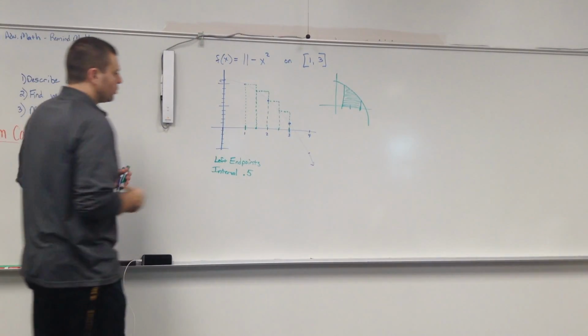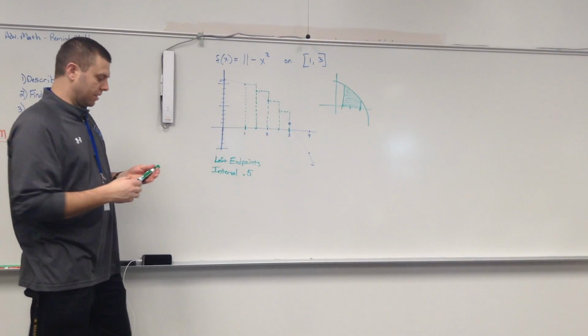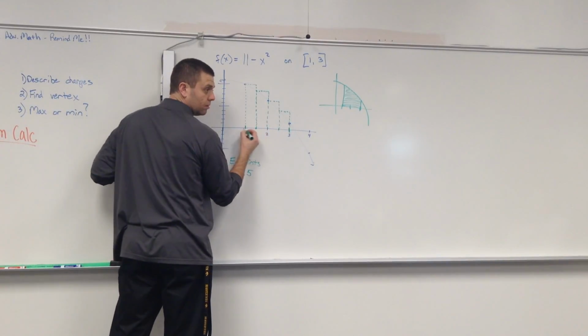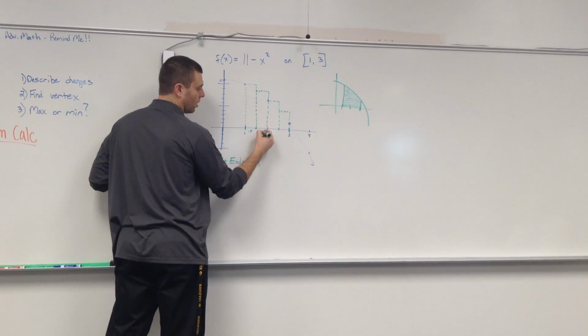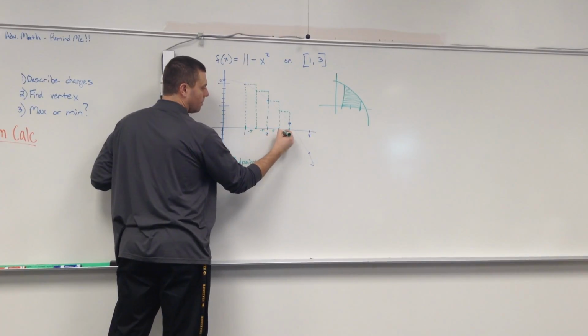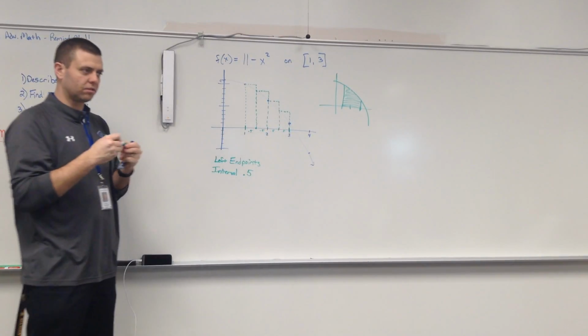Okay? So we need to find the area of each one of these rectangles. Alright, well, base times height, right? So this is 0.5 units across. All of these would be 0.5 units across. But we have to find the height of each one of those rectangles.